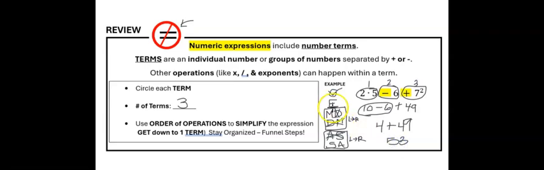So we've organized ourselves by identifying the terms, looking at each term, and applying our order of operations to those that have what we say operations within a term. We clean those up, and then we do our subtraction and addition last. All right, so right here we've got new information.